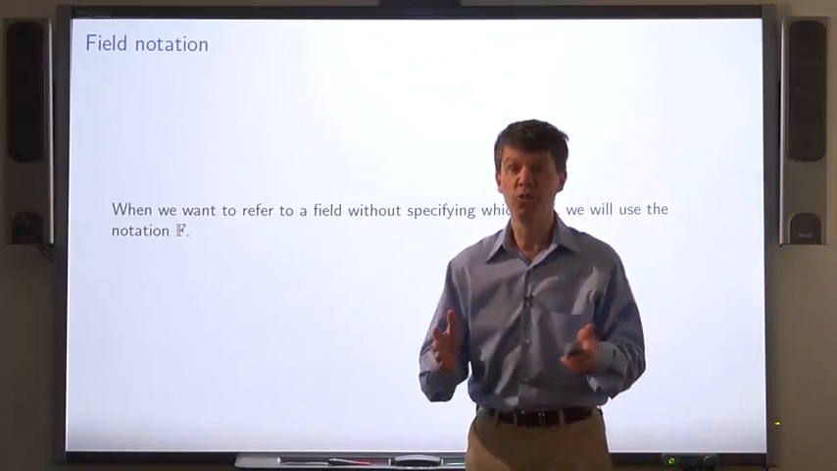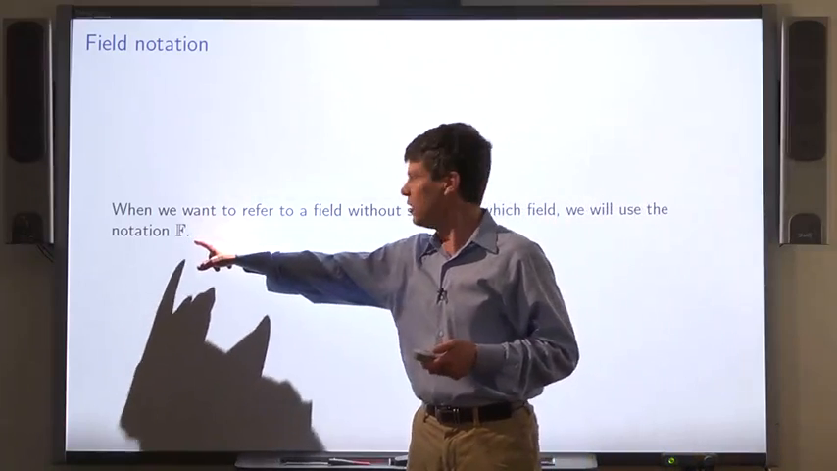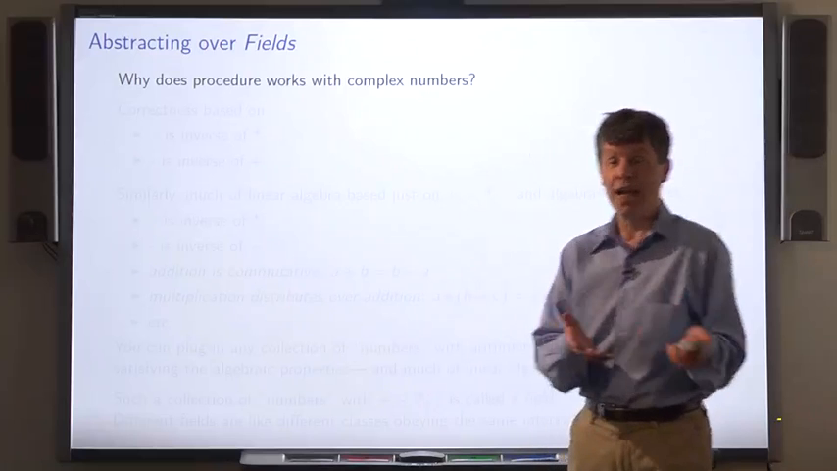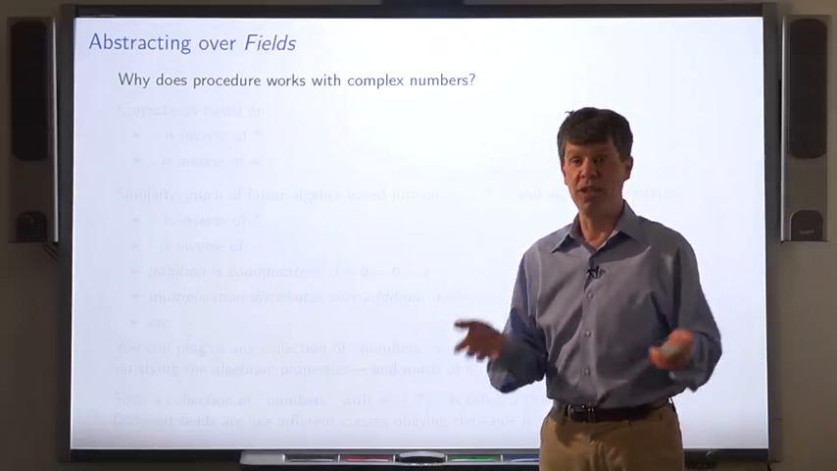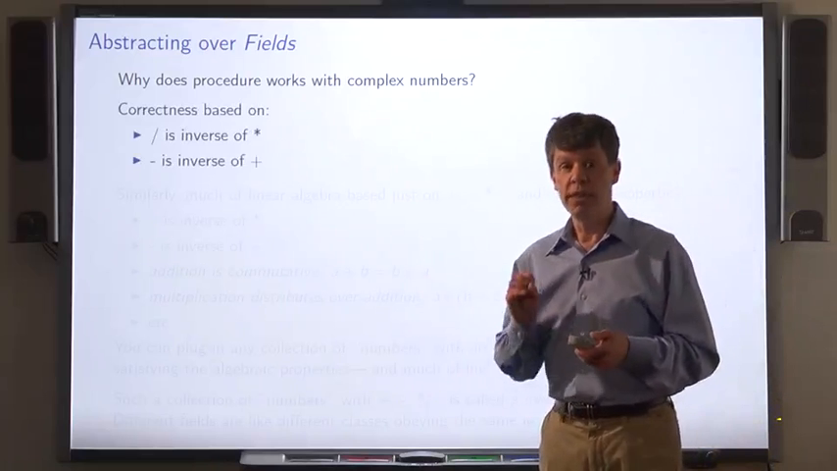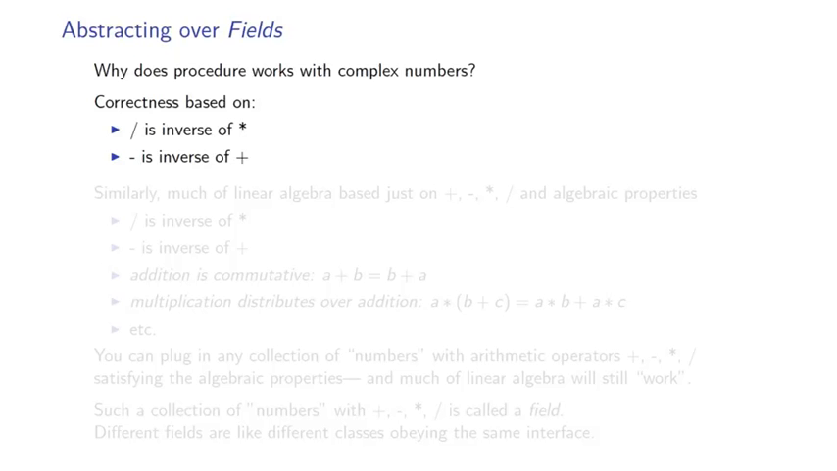When we want to refer to a field without specifying exactly which field, we'll use this notation with this blackboard F. So why does this procedure give the correct result for complex numbers as well as for real numbers? It's because it's just based on a few simple facts about the arithmetic operators. For example, division is the inverse of multiplication. Subtraction is the inverse of addition.